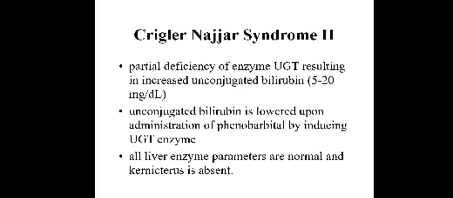Then Crigler-Najjar syndrome type 2 is due to partial deficiency of the enzyme uridine glucuronyl transferase, resulting in increased unconjugated bilirubin, which is in the range of 5 to 20 mg per deciliter. The unconjugated bilirubin is lowered upon administration of phenobarbital by inducing the UGT enzyme. All liver enzyme parameters are normal and kernicterus is not found here. Why? Because kernicterus is possible when the serum bilirubin level is more than 20 mg per deciliter. Then it crosses the blood-brain barrier, and the blood-brain barrier of what? The immature blood-brain barrier. That is important.